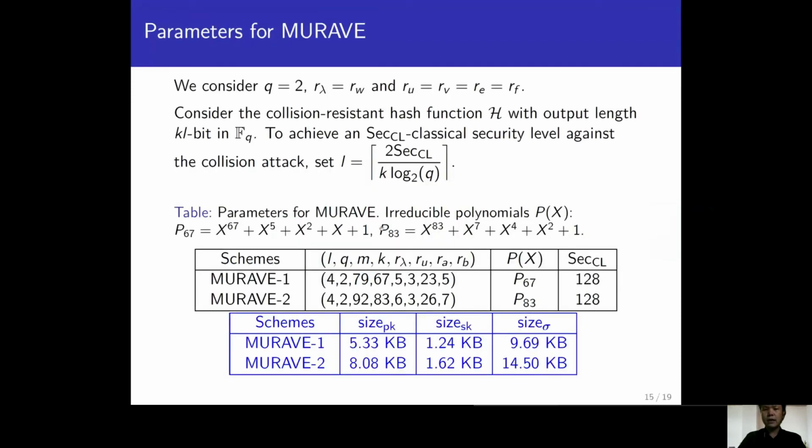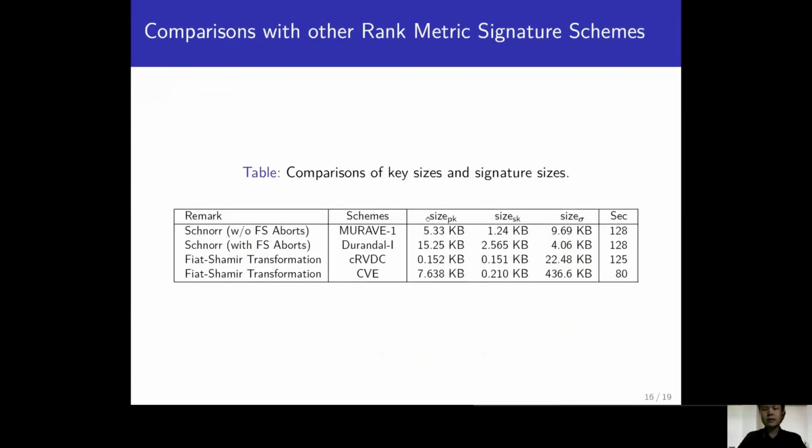Finally, I'm just going to highlight our parameters and performance. If you look at this blue table, our public key size is about 5.33 KB, 1.24 KB for our secret key size, and 9.69 KB for our signature size. And this is a table that compares our performance with some other signatures in rank metric. The first one is our proposal, and the second one is Durandal.